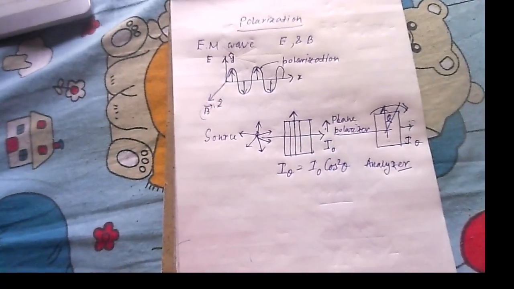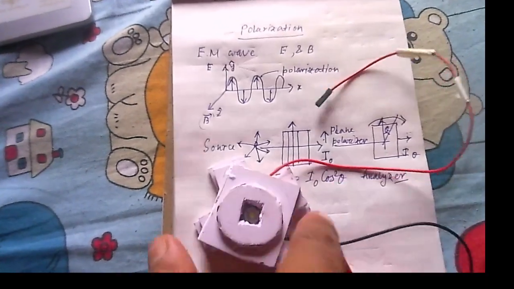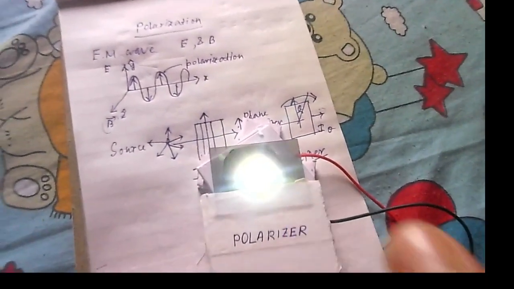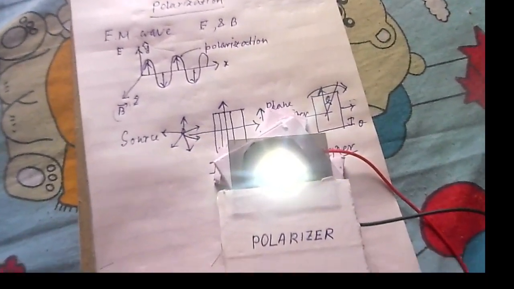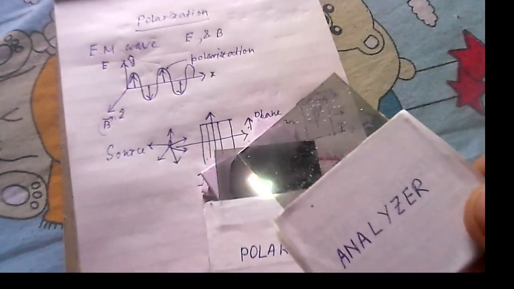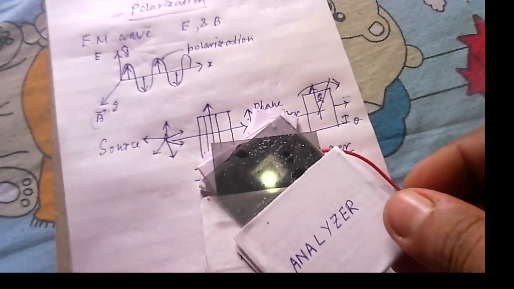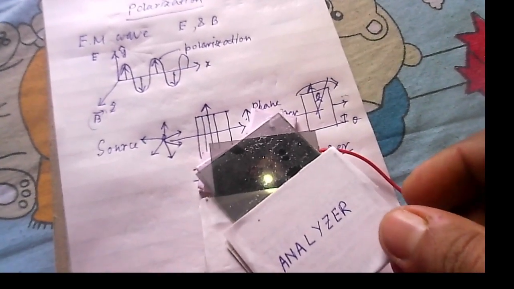So I have a source here, and if I connect the power, the source emits light. Now I put a polarizer over the light, so it gets polarized. Now I have another polarizer, which is called the analyzer. Now I just put it over, and you see the intensity of light is diminished.